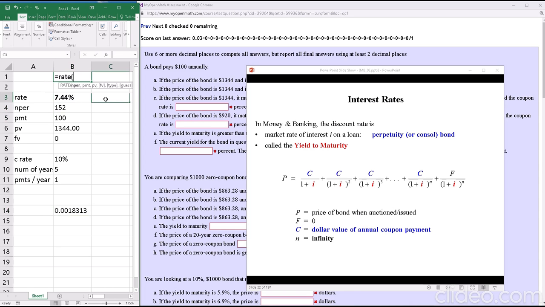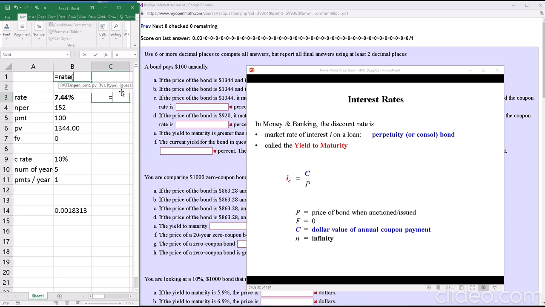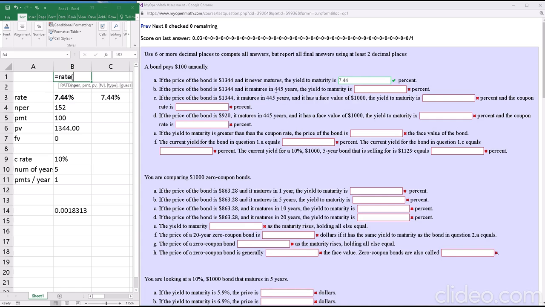Okay, so you can use this and solve for I numerically, or you can use what it converges to, C over P, to calculate this interest rate. And this is just $100 divided by the price, and you get the same thing. So you can use the rate equation, or you can use the current yield equation, you get the same thing, because 152 is so large that it's essentially infinity. Okay, now this presents a problem.